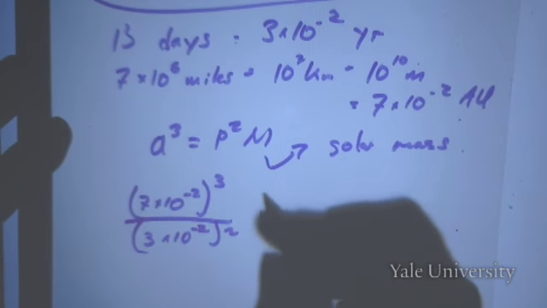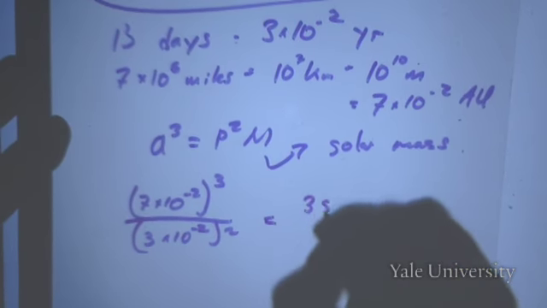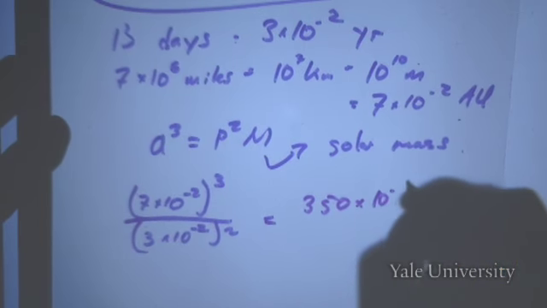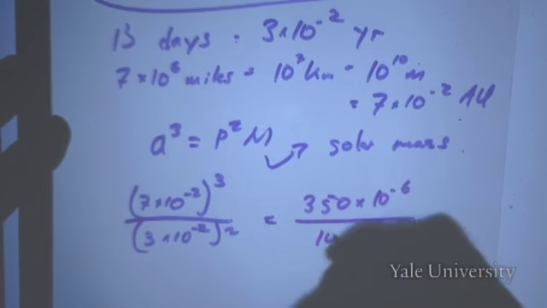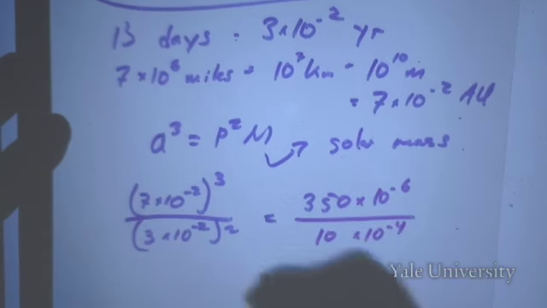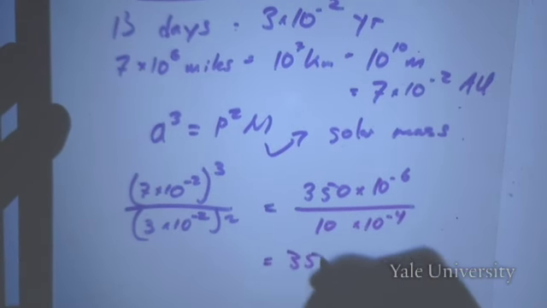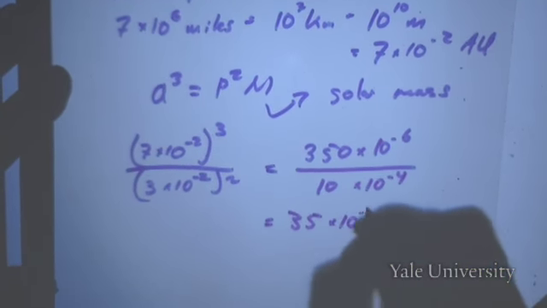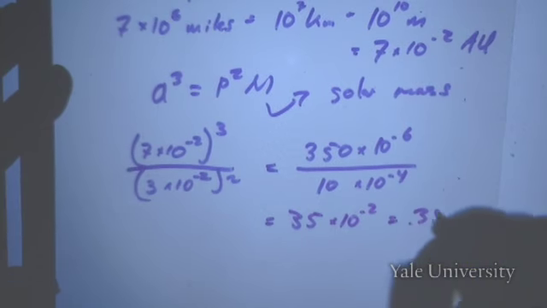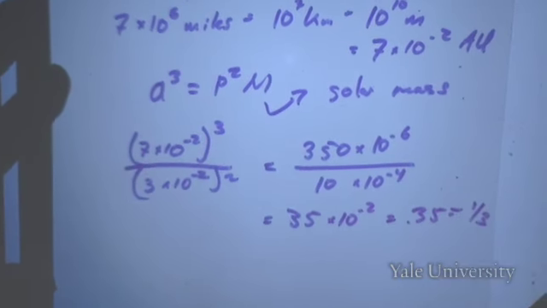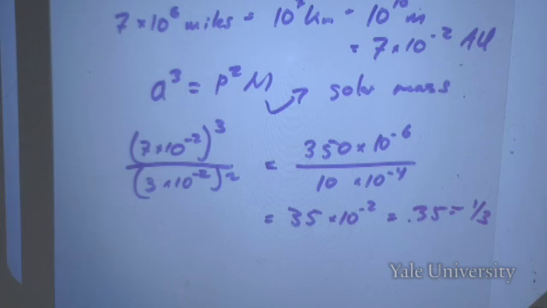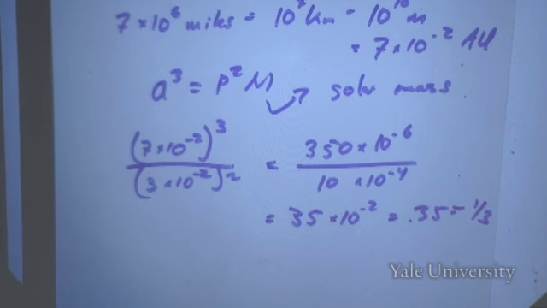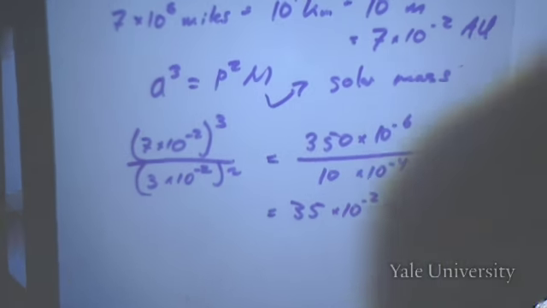7 times 7 is 50, times 7 is 350, times 10 to the minus 6 over 10 times 10 to the minus 4. That's 35 times 10 to the minus 2. 0.35, which is a third. Okay, so this star is a third of the mass of the sun, a perfectly respectable mass for a star to be.